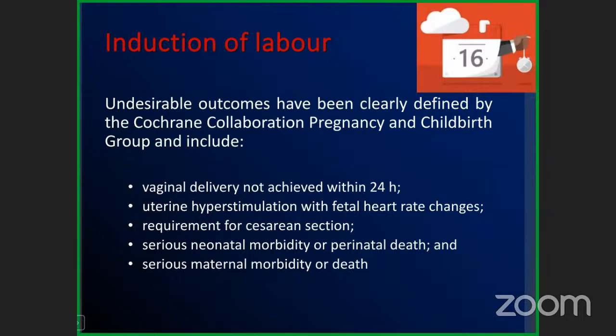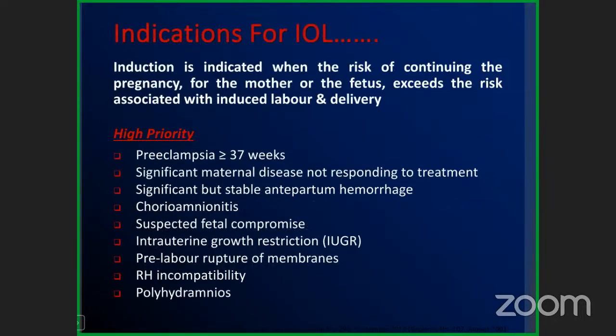What are the undesirable outcomes? These have been clearly defined by the Cochrane: vaginal delivery not achieved within 24 hours, uterine hyperstimulation with fetal heart rate changes, a requirement for a cesarean section, serious neonatal morbidity or perinatal death, and maternal morbidity or death. As I said, any reason for which the patient is convinced that she needs an induction can today be a cause for induction of labor. The most common indications will be post-dated pregnancies, gestational diabetes, pregnancy-induced hypertension, intrauterine fetal death, and IUGR patients.